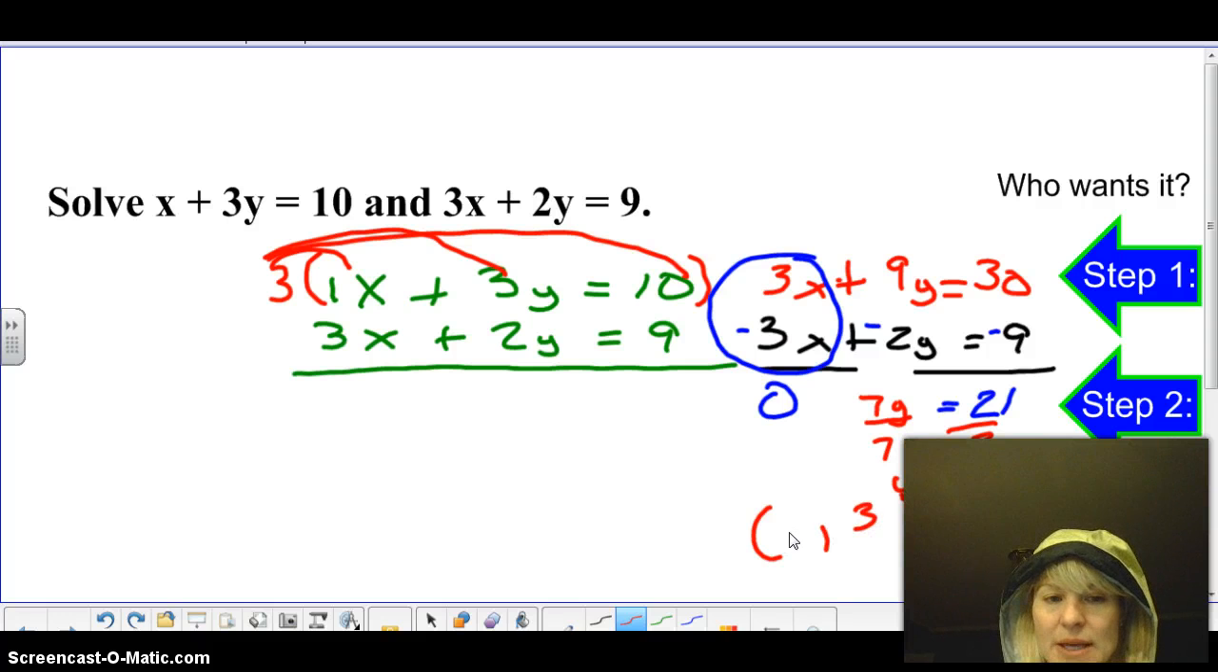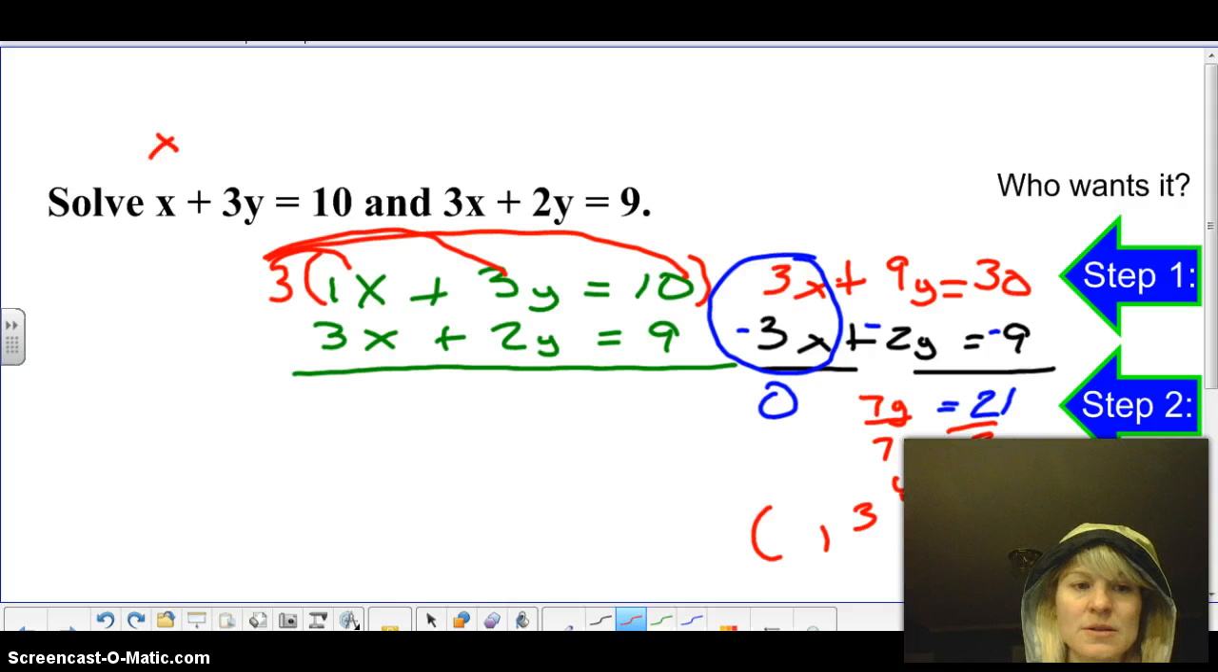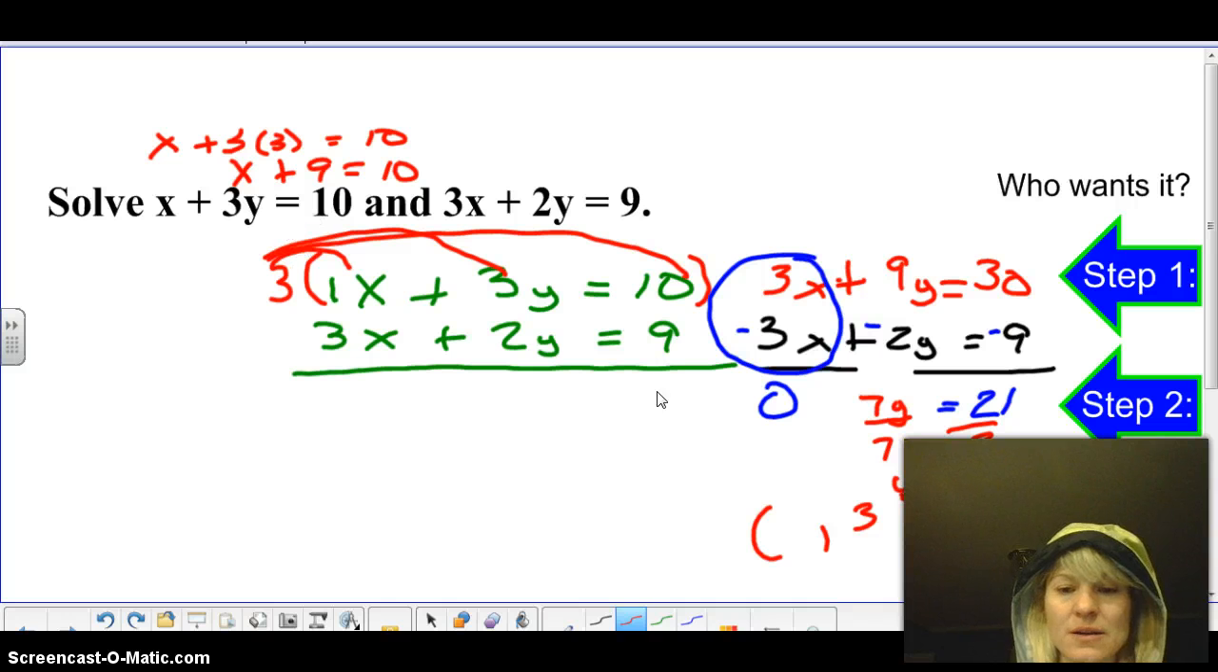Now I need this one, the x. So again, I know y equals 3, and I can choose either one of those equations. It doesn't matter. I'm going to do this one because it looks easy. So it's going to be x plus 3 times y, which we now know is 3. So that's x plus 9 equals 10. What plus 9 equals 10? 1, of course. So my intersection point is going to be 1, 3.